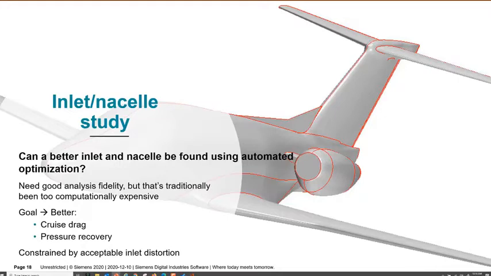So that was the problem: to see if we could get a better inlet in the nacelle using an automated optimization, so it was not quite so labor intensive as what was done originally. We need good analysis fidelity, such as what you get from the Reynolds-averaged Navier-Stokes type of approach with CFD, but it's traditionally been very expensive computationally. You need a lot of resources to do that.